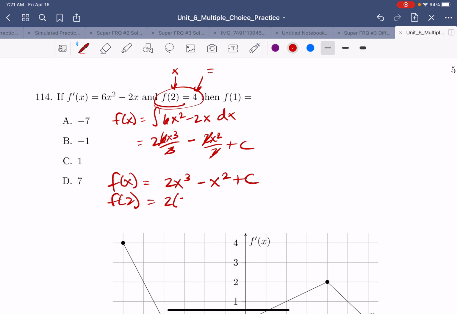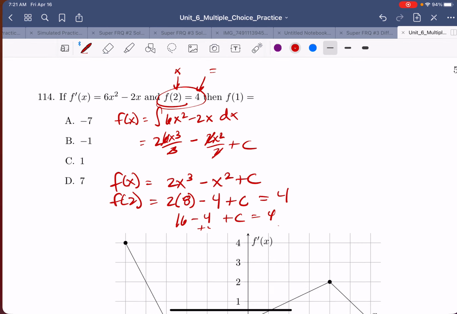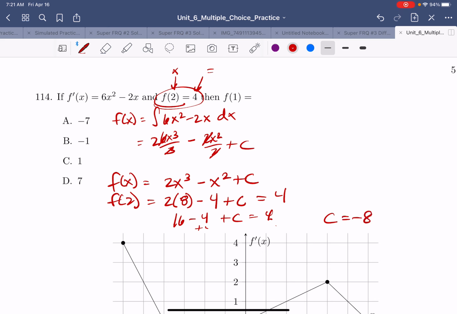2 times 2 cubed is 8, minus 2 squared is 4, plus c is equal to... this whole thing is equal to what? 4. So then I'll have 16 minus 4 plus c is equal to 4. I'll add the 4, so that'll be 8, minus 16. So it'll be 8 minus 16, so c is equal to negative 8.